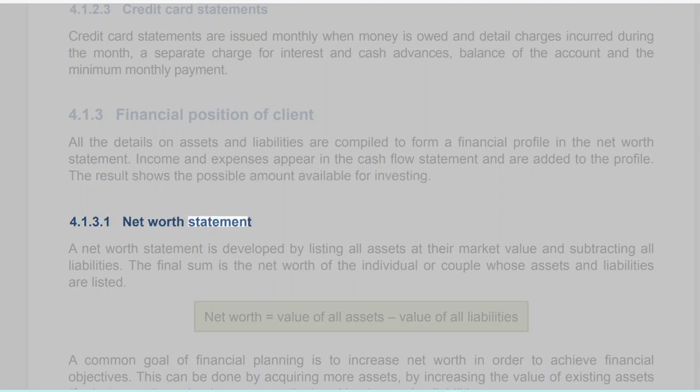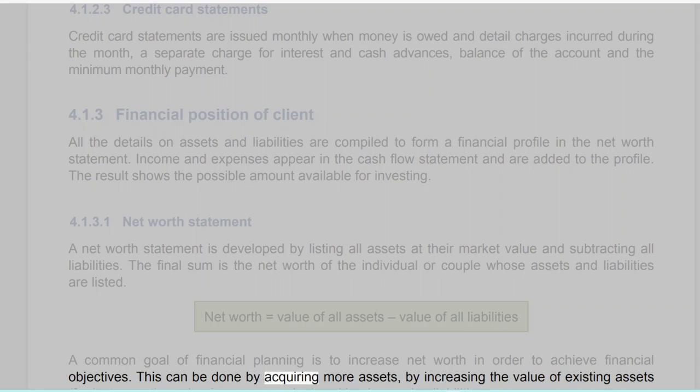4.1.3.1 Net worth statement. A net worth statement is developed by listing all assets at their market value and subtracting all liabilities. The final sum is the net worth of the individual or couple whose assets and liabilities are listed. Net worth equals value of all assets minus value of all liabilities. A common goal of financial planning is to increase net worth in order to achieve financial objectives.